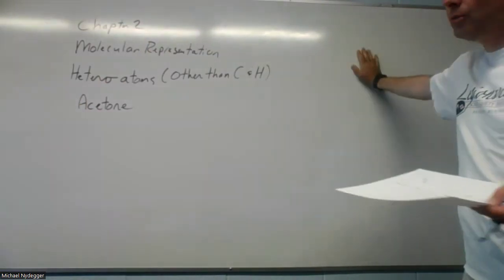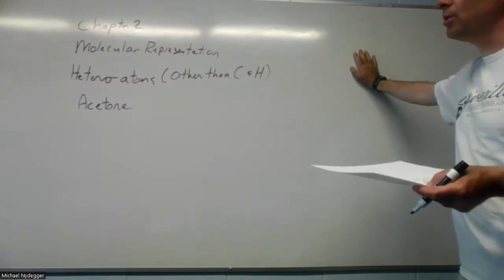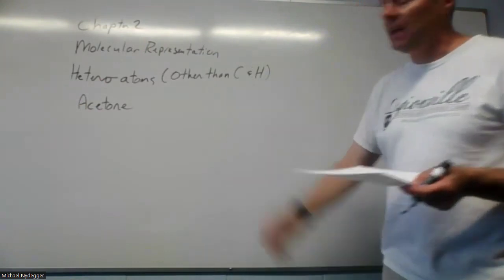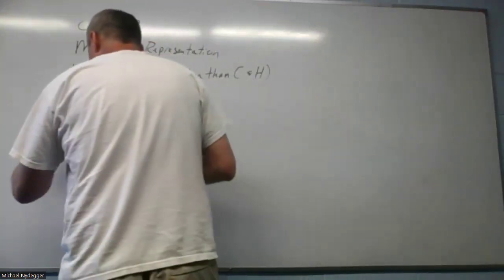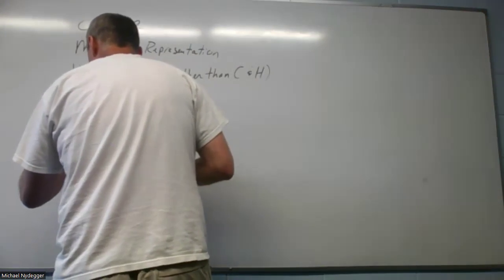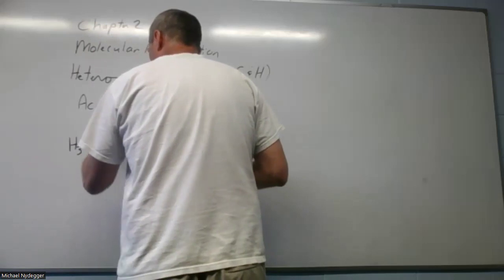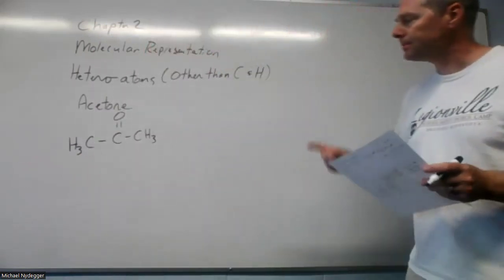For nail polish remover, there's two types: either acetone or isopropyl alcohol. Usually the more expensive nail polish remover is going to be the acetone. Just know it because my wife paints her nails.